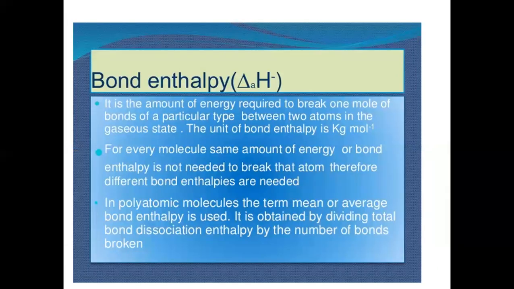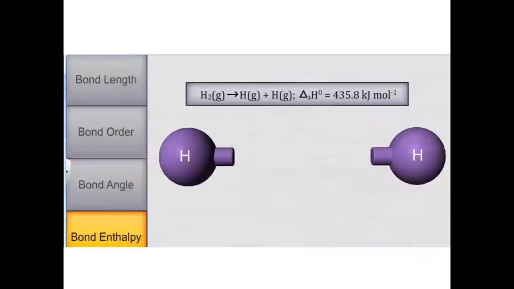Now as we have studied, the energy required to break one bond of a molecule is the bond enthalpy. See here, this is hydrogen, and the energy required to break the molecule is 435.8. So this much energy is required. So H2 in gas form, with the enthalpy energy taken, produces hydrogen atoms in gas form.